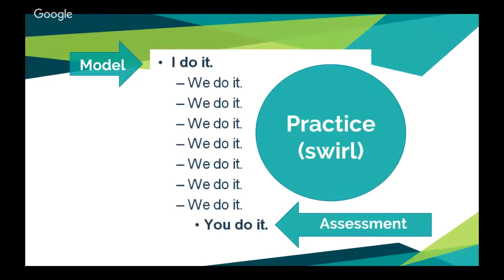Here's a nice visual for you. At my school, we follow an I do, we do, you do model. So I model, the teacher models, that's what I do. But then students need to, we do it, we do it, we do it. They need to practice. It's not just one we do it and then you assess them. They have to practice. And during that practice, they have to swirl.